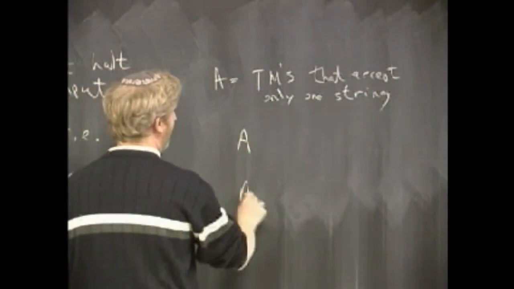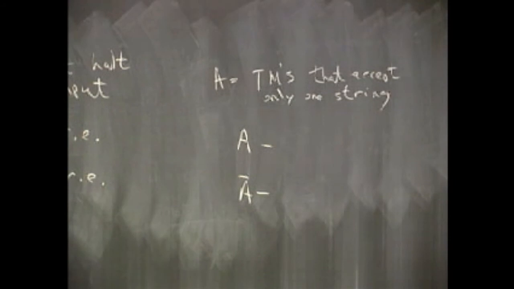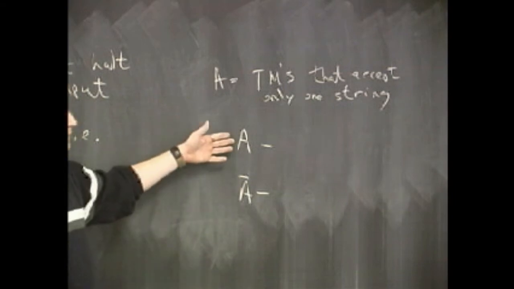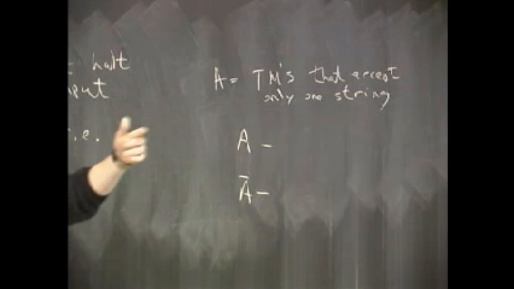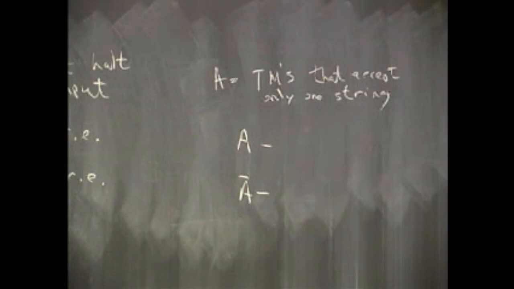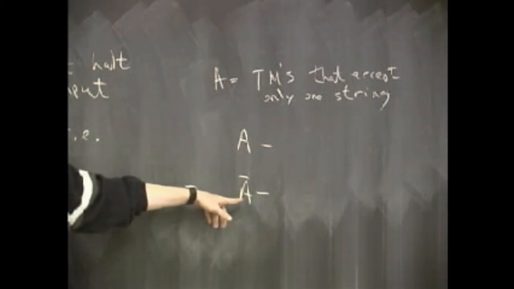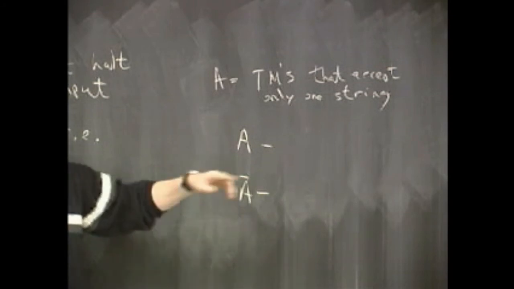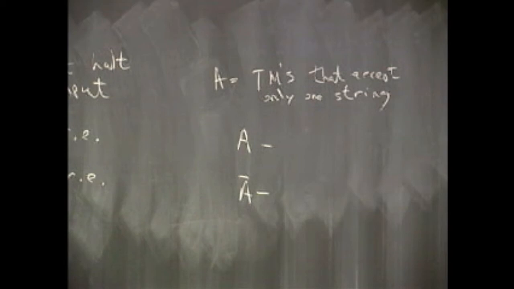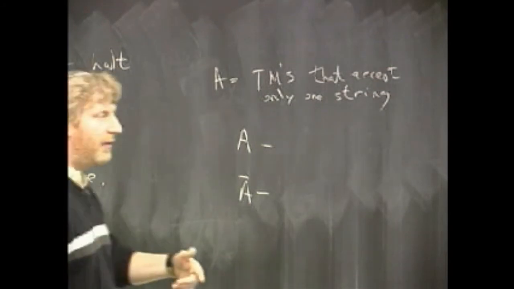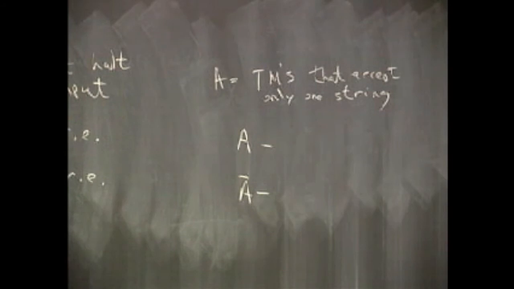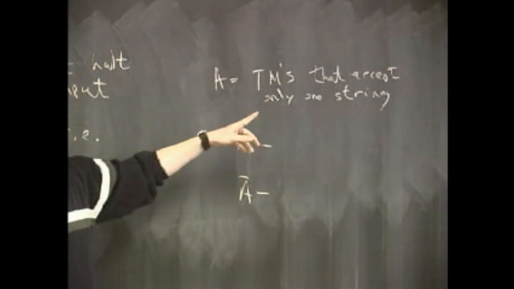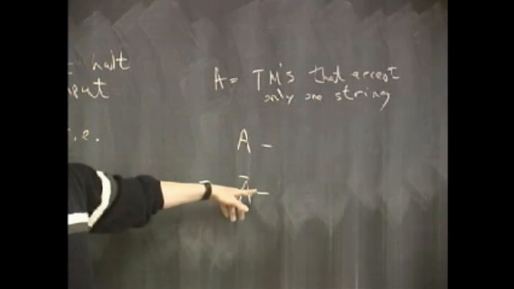So I want to know about A, and I want to know about A complement. What do you think? If you try strings here, what happens? You want to think about A complement. If it's A complement, the things that don't accept only one string, what would you do? You'd start to run it, right? And say you accepted the 93rd string, and then you keep running it, and then you're up to the 180th string, and it accepts that too. Then you say, hey, well, it just accepted two strings. It doesn't accept one string. Right? You think that's a good algorithm? So this is recursively enumerable.